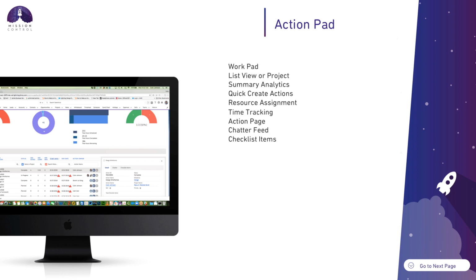The table of actions will be visible for you. You can sort by any column. You can see who the owner is. You can access the contributor information. You can log time, and then over on the right hand side you'll have a section where you can get into the detail of the record, or collaborate with colleagues via Chatter, or tick off your checklist items.